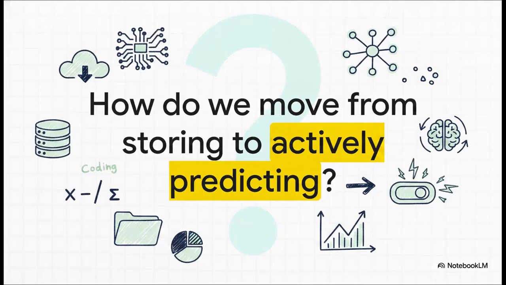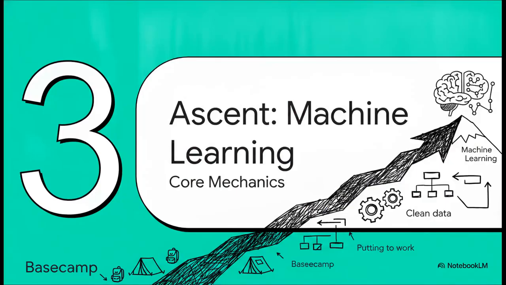So picture this. We have all this beautifully cleaned, well-structured data. We know how to code, we totally understand the underlying math, which leads us to a really provocative question. How do we actually move from just simply storing and visualizing all this data to actively predicting with it? How do we flip that switch from a static database into an intelligent learning system? That brings us perfectly to phase 3, the ascent into machine learning.